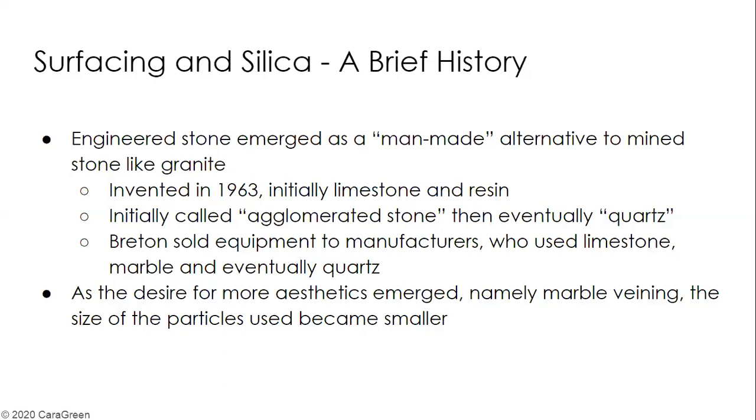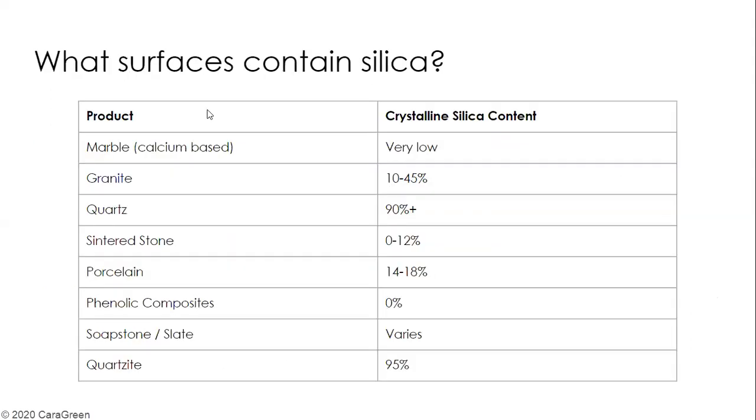And then as quartz began to develop, people started demanding more aesthetics. They didn't want it to just look like granite. They wanted it to look like marble, and they wanted it to look like concrete. So these quartz crystals just get more and more pulverized so that you can make all these veining patterns and all these different patterns with them.